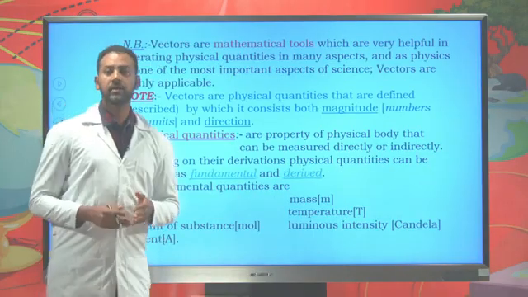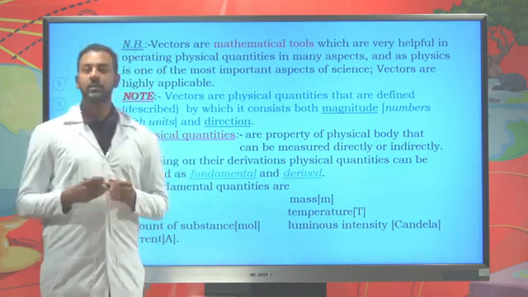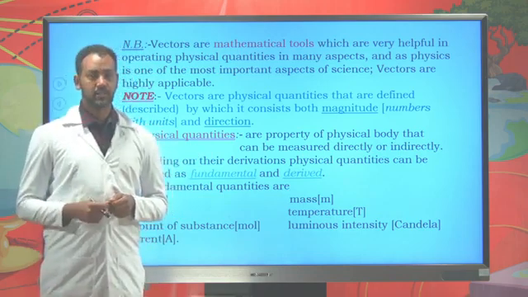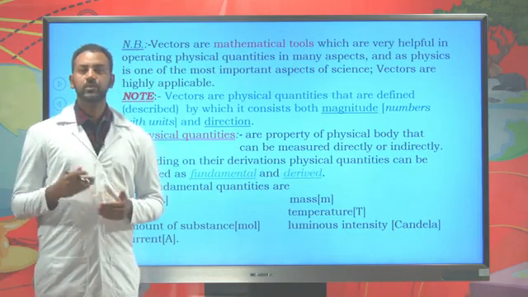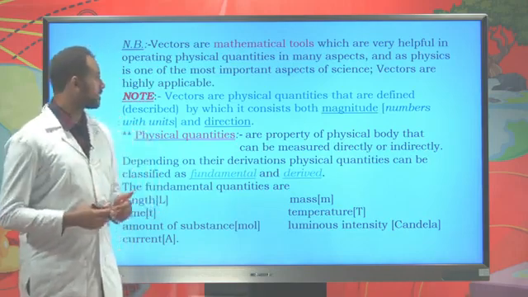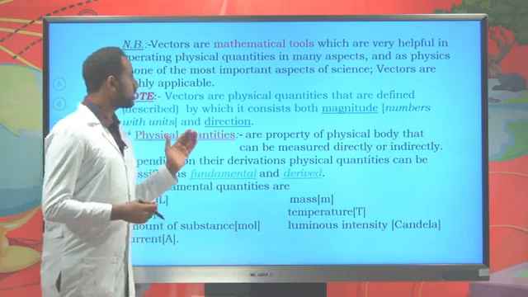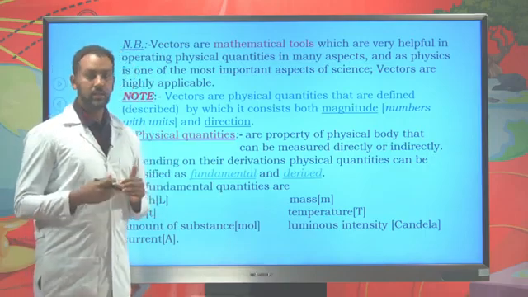So first, let's define what vectors are. Vectors are mathematical tools which are very helpful in physics, especially when we are discussing different quantities. Physical quantities are anything which are measurable directly or indirectly. Therefore, it's possible to classify physical quantities into two.